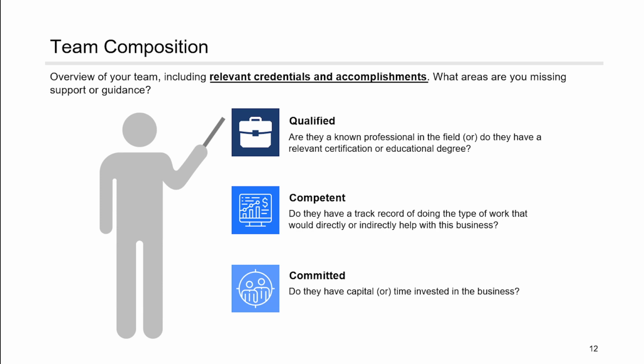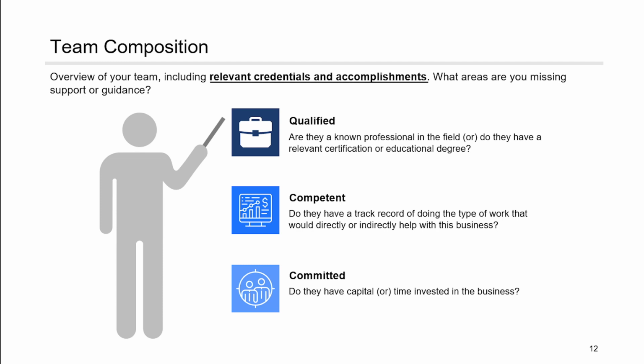There are 3 different ways that I typically evaluate, or see investors and different parties evaluate, team members. One is qualifications, right? Are they a known professional in the field? Do they have the degree, the PhD, the whatever it might be, right? Is that their thing?